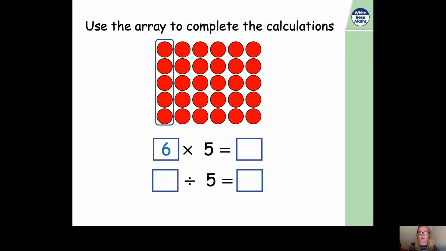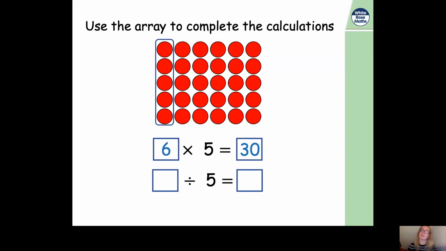Now, shall we count up together in steps of 5 6 times? Are you ready? 5, 10, 15, 20, 25, 30. Stop. We have counted 6 steps of 5. And what did we get to? Yes, we got to 30. So there you go. 6 multiplied by 5 equals 30.